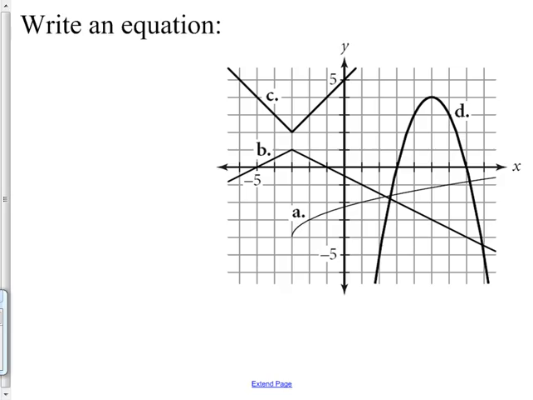Write an equation. These are kind of tricky. Let's start with A. That's not too tricky. It's just a square root that's been moved down and to the left. So your equation, write it, y equals square root of, and then figure out what to do.